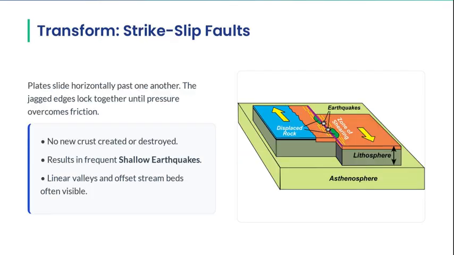And then finally we have transform, where they slide against each other, and the plates slide horizontally past one another, and the jagged edges lock together until pressure overcomes friction, and no crust is formed or destroyed, and this results in frequent shallow earthquakes in linear valleys and offset stream beds.